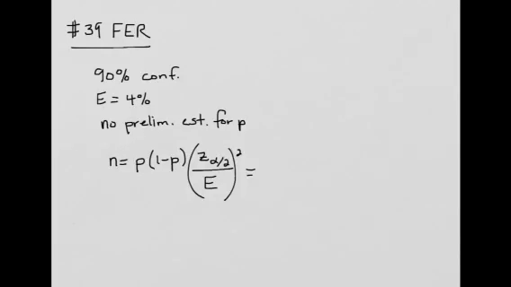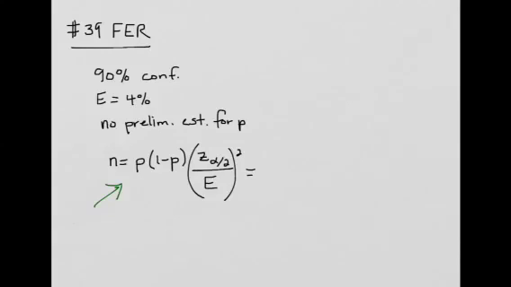In problem 39, we want to find the sample size needed to estimate a proportion. So when we're estimating a proportion, we use this formula to determine the sample size needed. We know from the problem that we want a 90% confidence level. The margin of error is 4%, and they didn't give us a preliminary estimate for P.